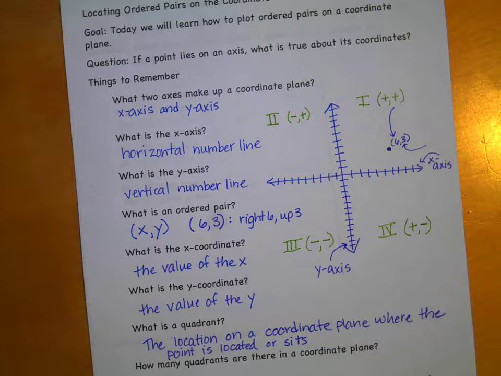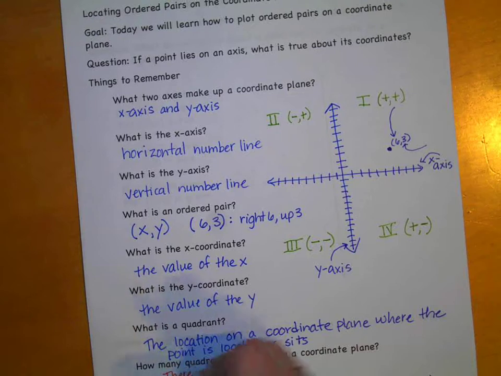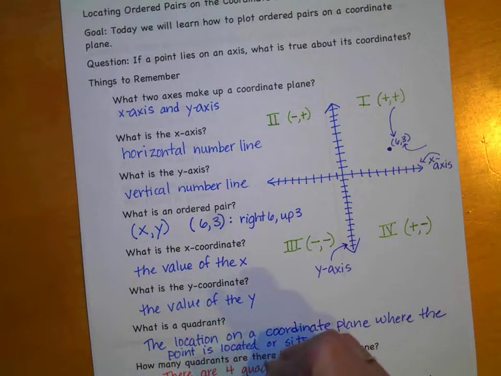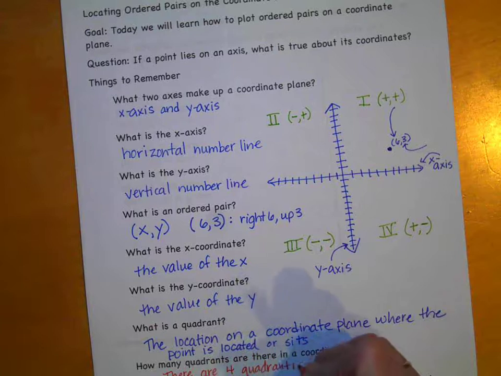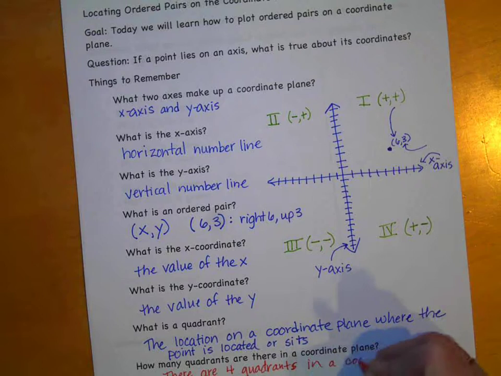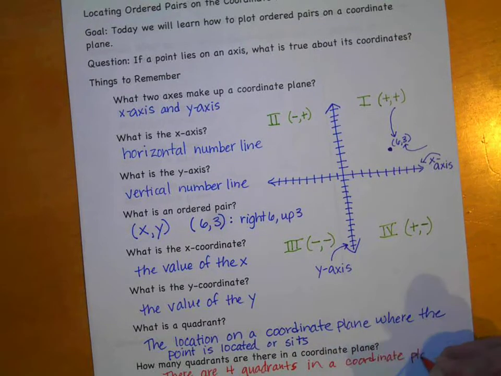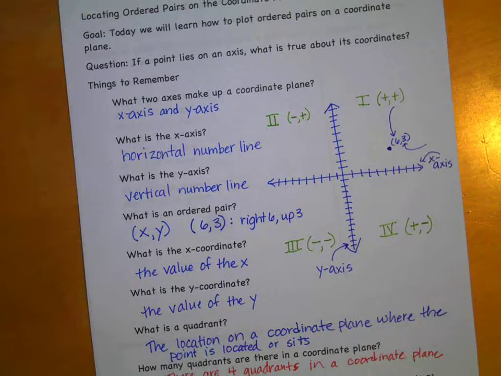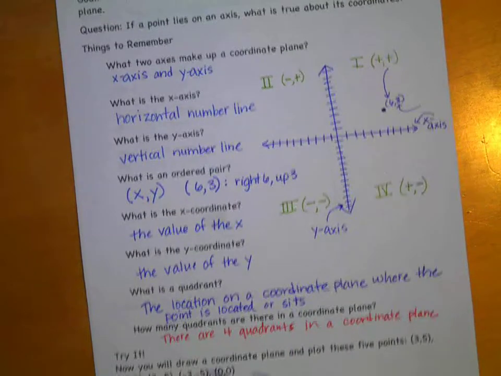So how many quadrants are there in a coordinate plane? You just answered it. How many quadrants are in a coordinate plane? There are 4 quadrants in a coordinate plane. Okay, so that's awesome. Okay, so now we learned, hopefully this was a review, but if it wasn't, then you learned some new information.